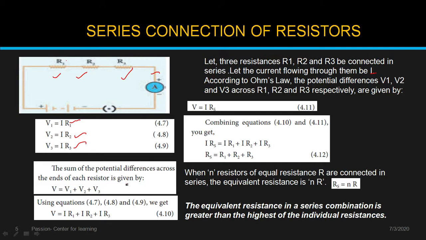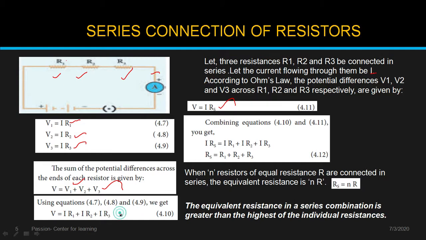As this is in series, we have to add the voltage, that is the potential difference at each end. So V1 plus V2 plus V3. This is not a parallel, this is a series circuit, so we have to sum up all these. V1 is IR1, V2 is IR2 and V3 is IR3. So add this: IR1 plus IR2 plus IR3. Generally we write V is equal to I into RS. RS means the series connection of resistors, the series resistance, we say.